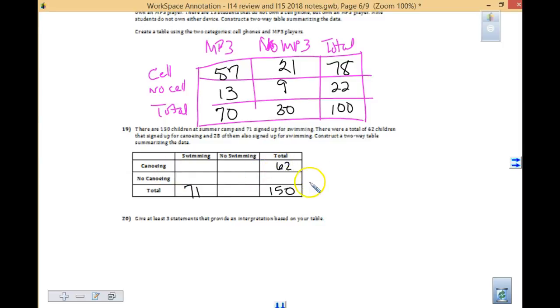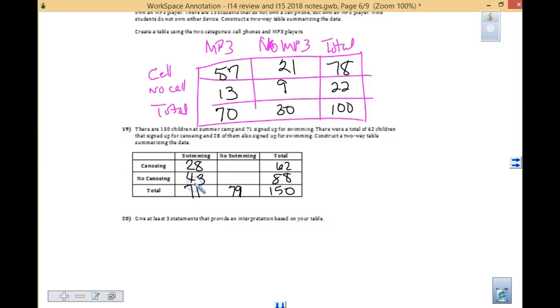Okay. Jamie, what now? What else do we know? Where are our 28 going? Okay. So we're going to fill in our missing ones, right? So, subtracting from 150, the 71 and 62. I should be looking at 88 here, right? 150 minus 71 gives me 79. 28 from 71 gives us 43.